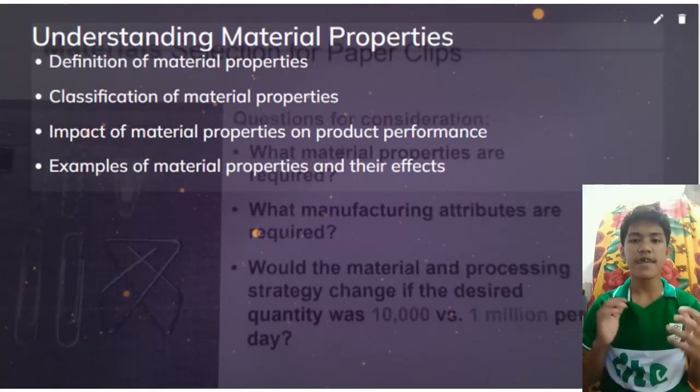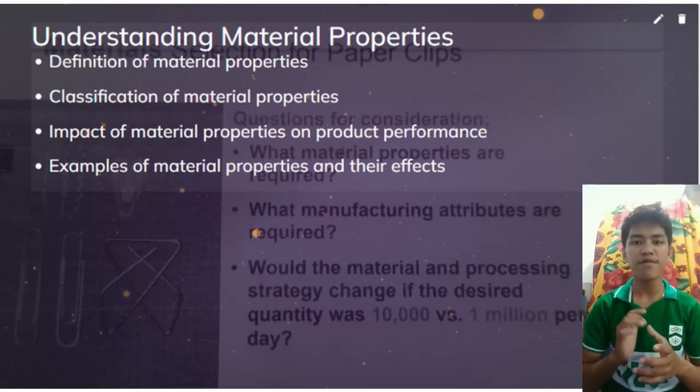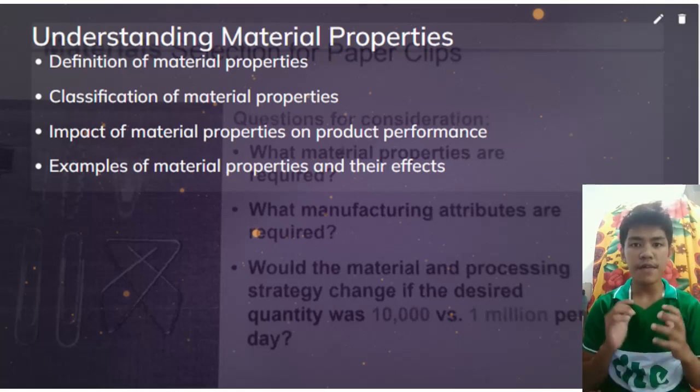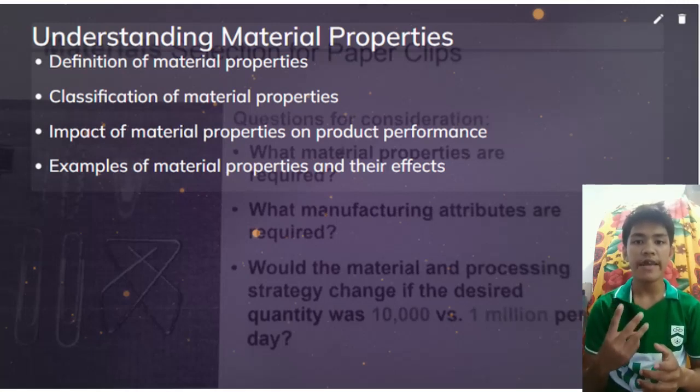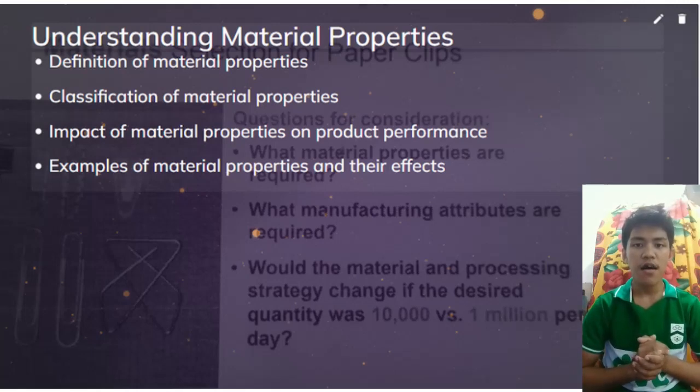Material properties refer to the characteristics that define the behavior and performance of a material. These properties include chemical, thermal, electrical, and optical properties. Material properties can be classified into physical, chemical, and mechanical properties. Physical properties include density, melting point, and thermal conductivity, while mechanical properties include strength, stiffness, and toughness. The material properties chosen for a product have a direct impact on its performance, reliability, and lifespan.